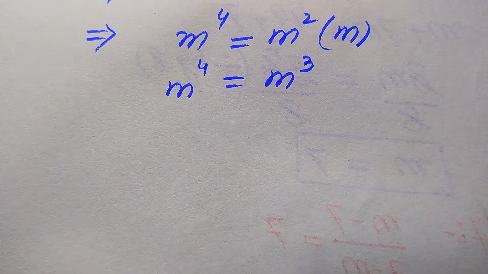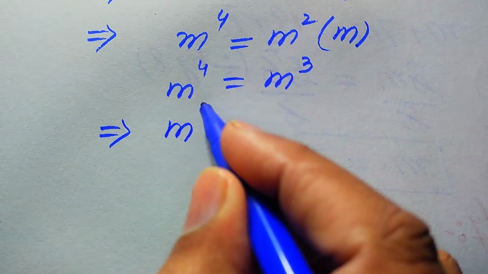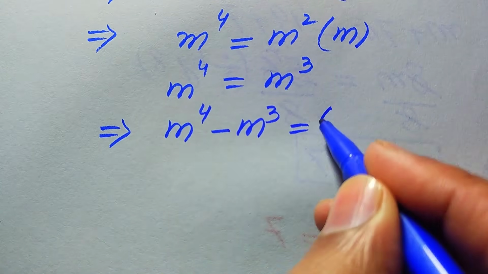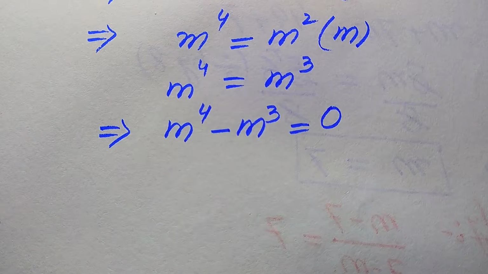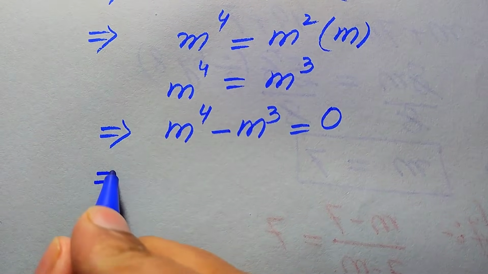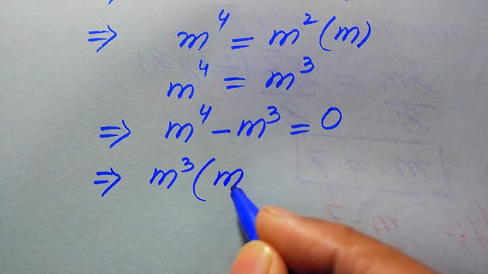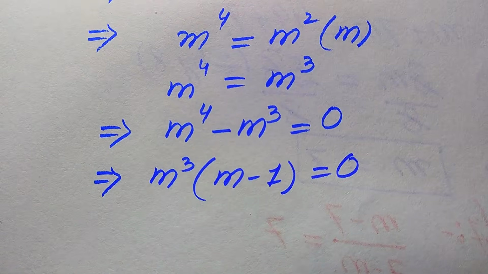Further in the next step we move m cubed from the right hand side to the left hand side, and it becomes m to the power of 4 minus m cubed, and this whole equation equals 0. Now you see that both of these two terms involve m cubed, so we take m cubed common from here, and the remaining value is m minus 1, and this whole equation equals 0.